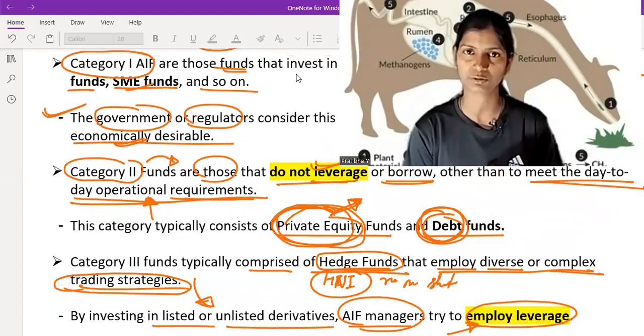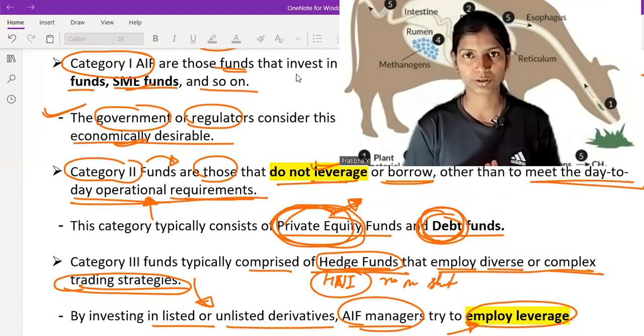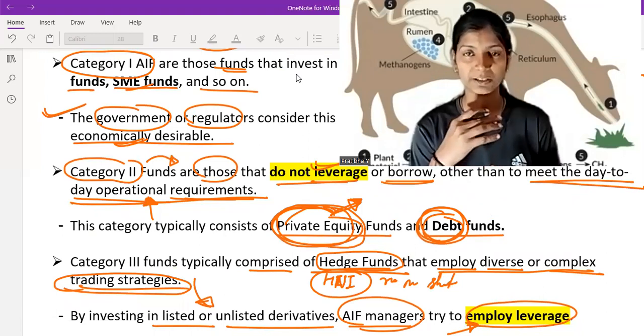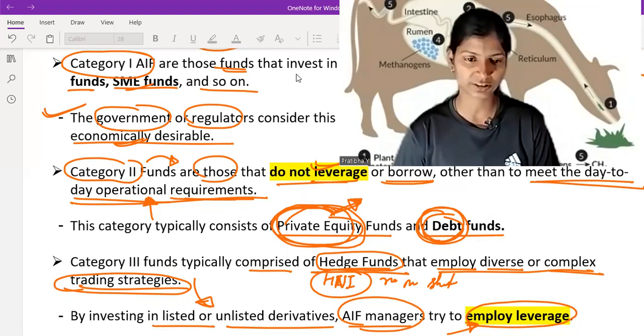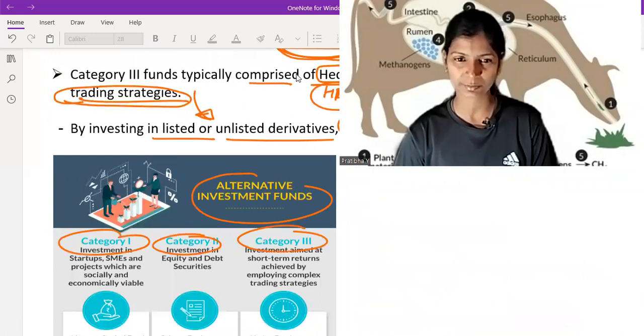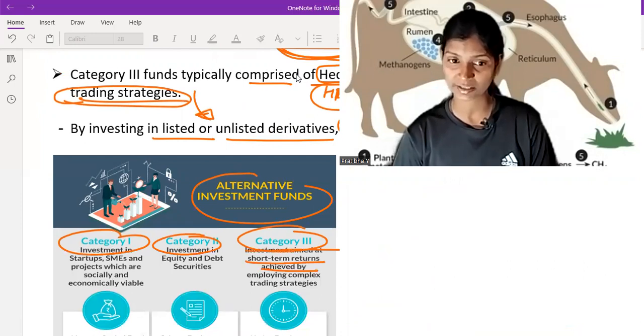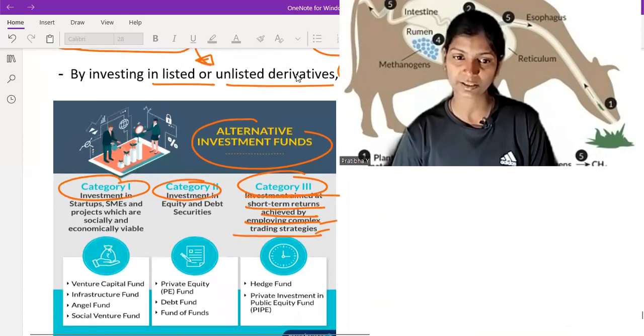And in the first one, you know, we invest in category 1 for infrastructure, startups and SMEs. Through this picture you can clearly understand AIF: category 1, category 2, category 3. Category 3 investment is aimed at short-term return achieved by employing complex trading strategy. Under category 3, hedge funds and private investment in public equity funds occur.